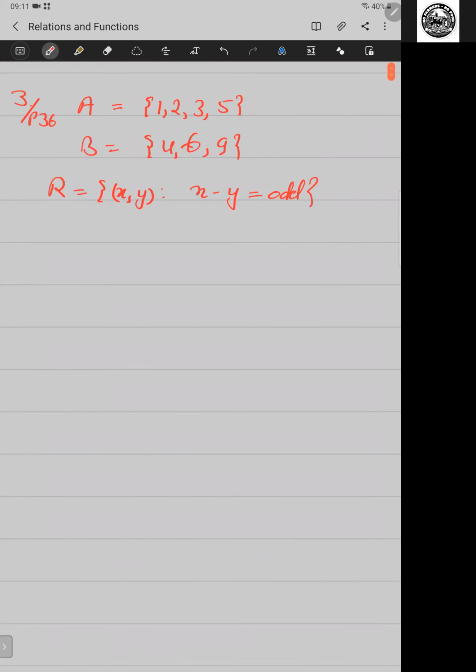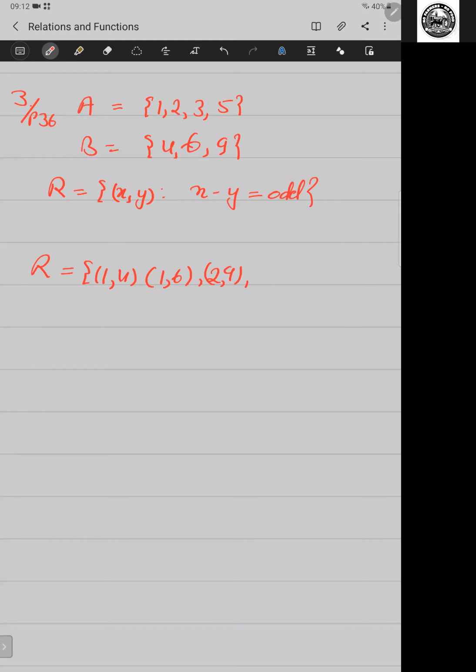just think when you are writing the relation, the difference must be odd. So to create an odd difference, what is the required thing? Odd minus even will be odd. Even minus odd will be odd. So we can take (1, 4), (1, 6), then (2, 9). Because first is even, then next must be odd.